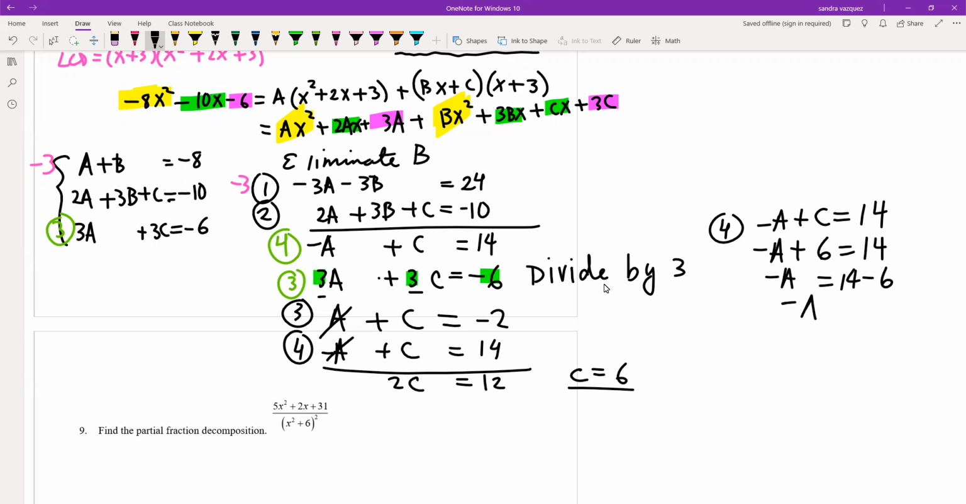That is equal to an 8. Divide both sides by a negative. A is equal to a negative 8. Go ahead and plug it in into one of the original equations.